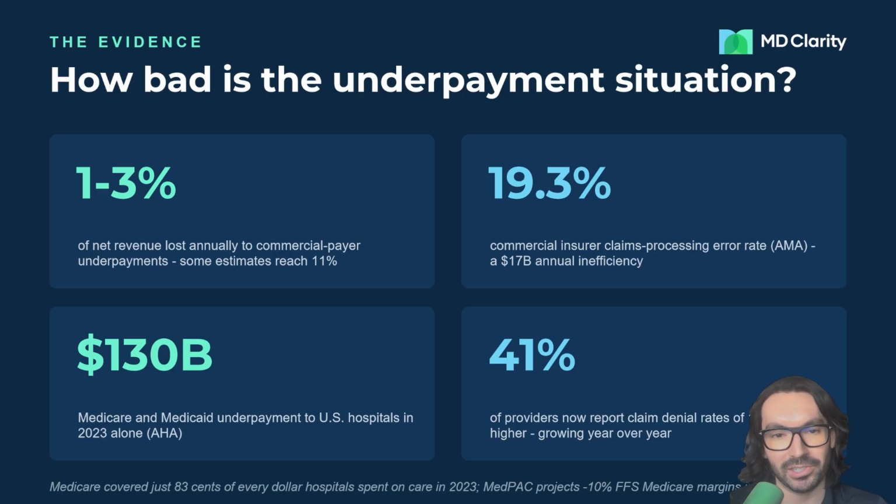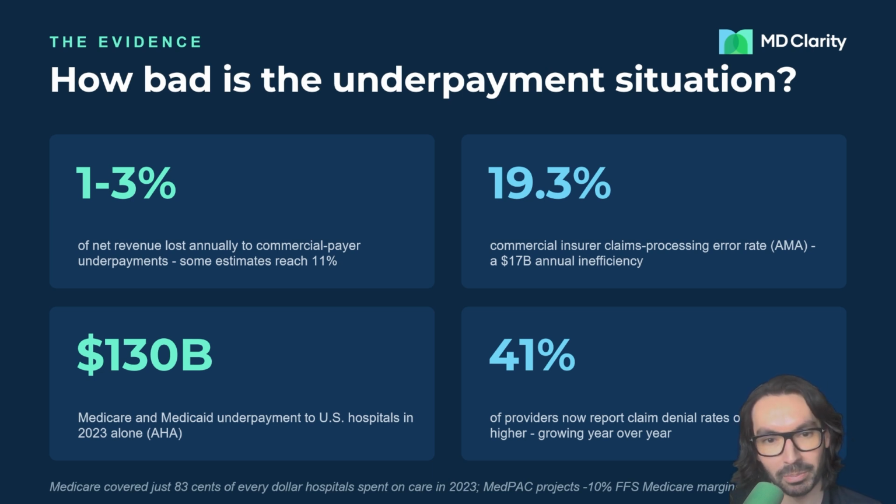Alright, so how big is this problem? Let's look at the evidence. The industry benchmark, published in Becker's Hospital Review, is that providers lose 1 to 3% of net revenue annually to underpayments from commercial payers. 1 to 3%. And some studies put that figure as high as 11%. But the broader 2025 and now 2026 environment makes that even more urgent. Consider 4 data points. First, as of 2025, 41% of providers report claim denial rates of 10% or higher, and that figure has grown year over year.